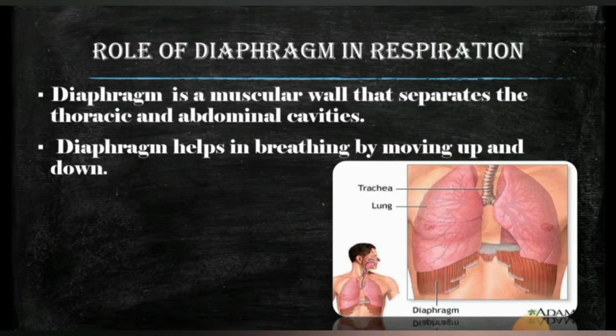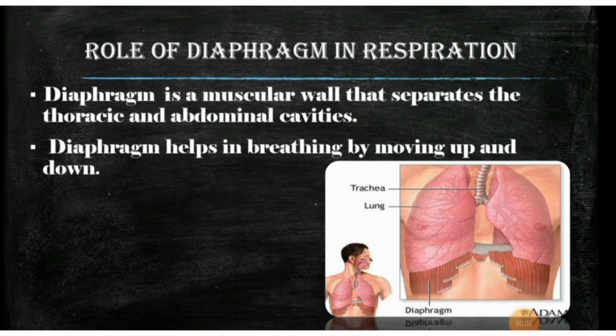Role of diaphragm in respiration. Diaphragm is a muscular wall that separates the thoracic and abdominal cavities. Diaphragm helps in breathing by moving up and down. During inhalation, the diaphragm becomes flat and moves downwards. During exhalation, the diaphragm relaxes and moves upwards.